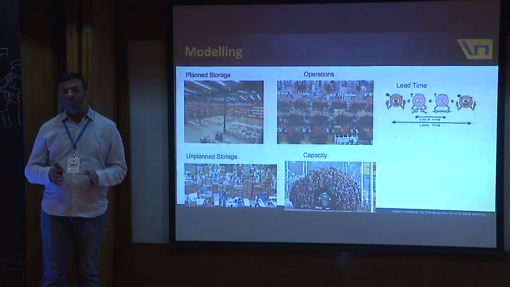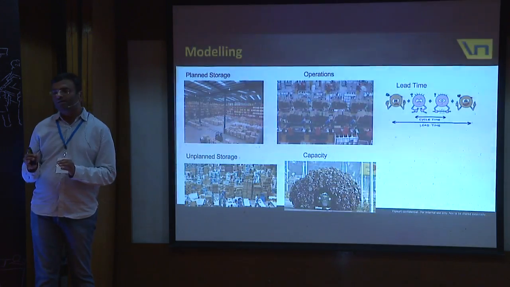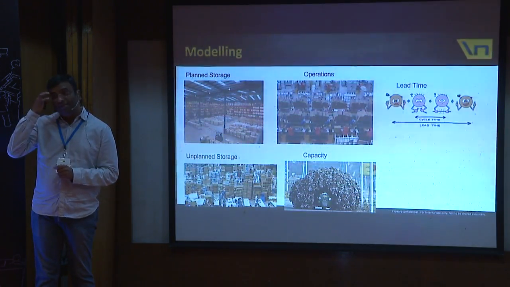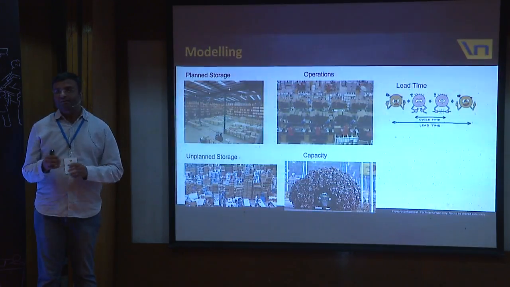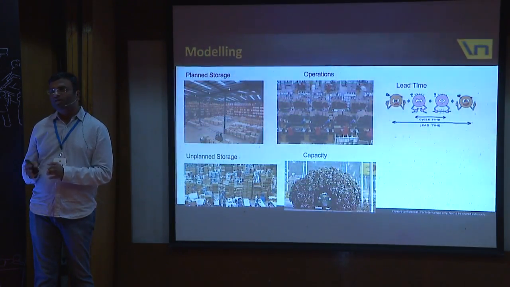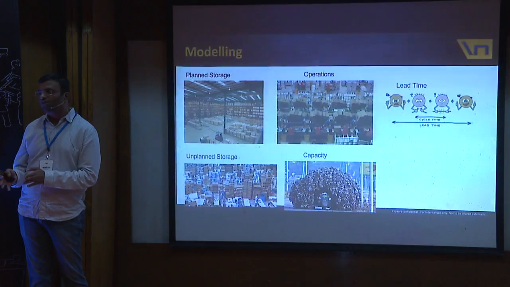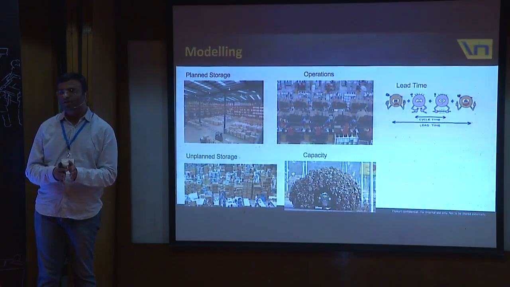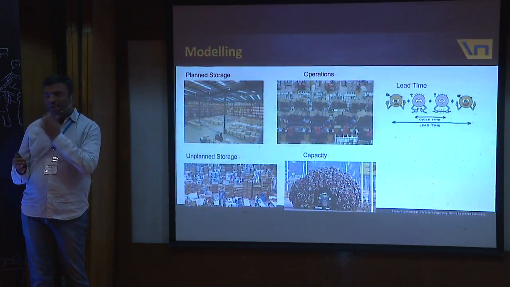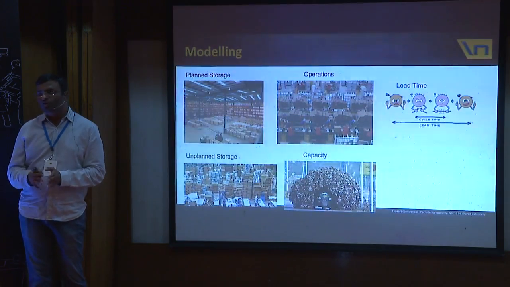For example, let's assume there's a coffee machine. It can make one coffee for every minute, right? So it can make 60 coffees in 1 hour. So the capacity of the coffee machine is 60 coffees per hour, but the lead time is 1 minute. So you have to wait for a minimum 1 minute in order for the coffee to be served to you.